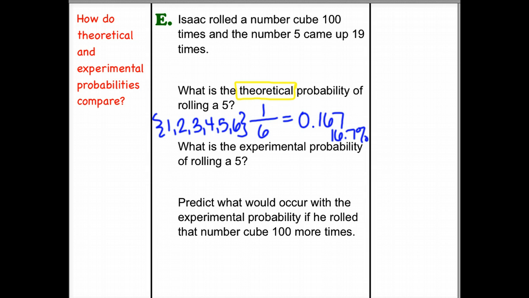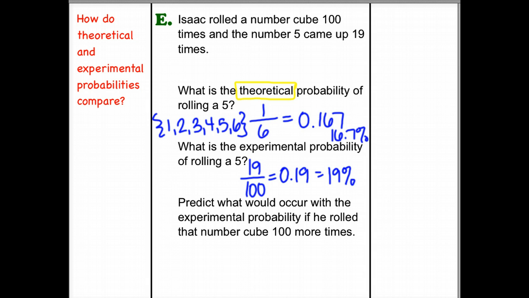Now we want the experimental probability. Well, it says that Isaac rolled 100 times, and 19 times it came up a 5, which is 0.19, which is equal to 19%.